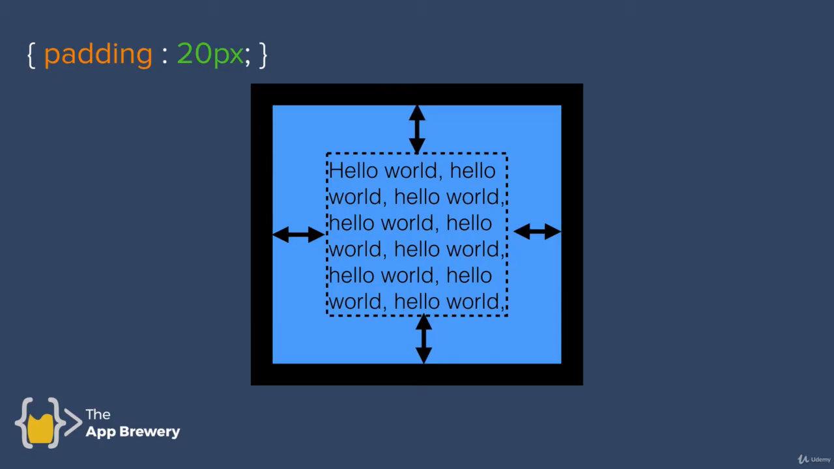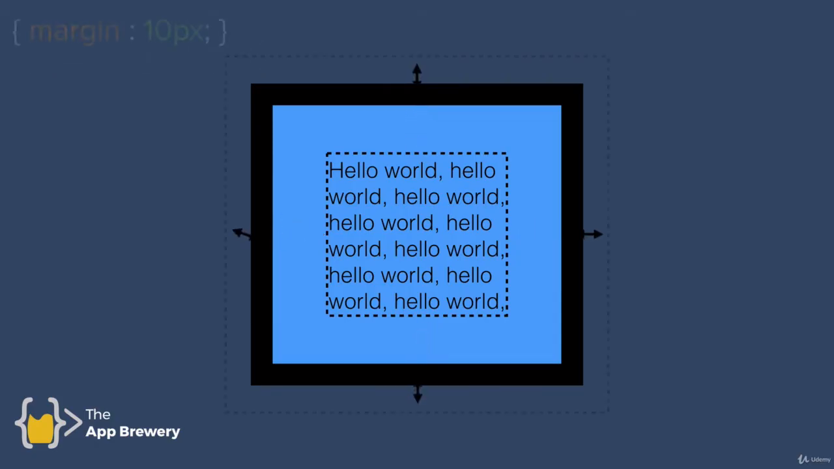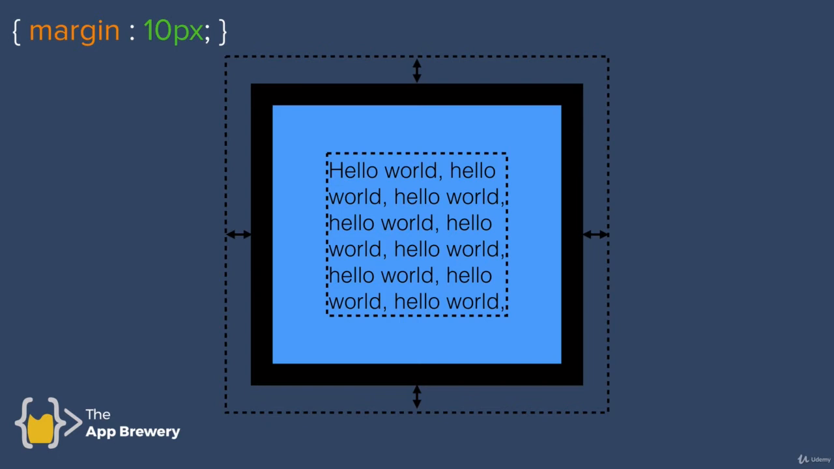Now, the final dimension that we can add is the margin. And the margin is a buffer zone, if you will, between the current element and any others that are on screen.